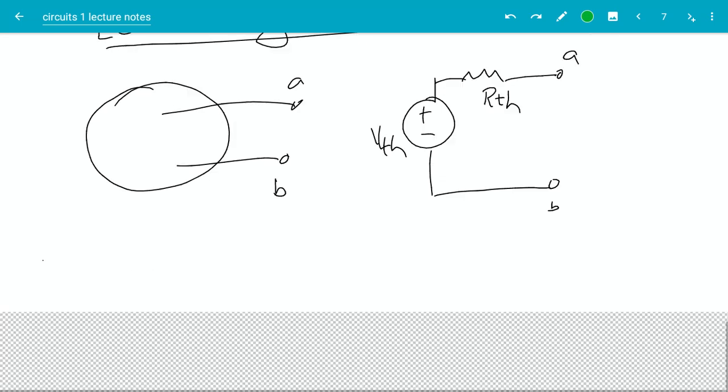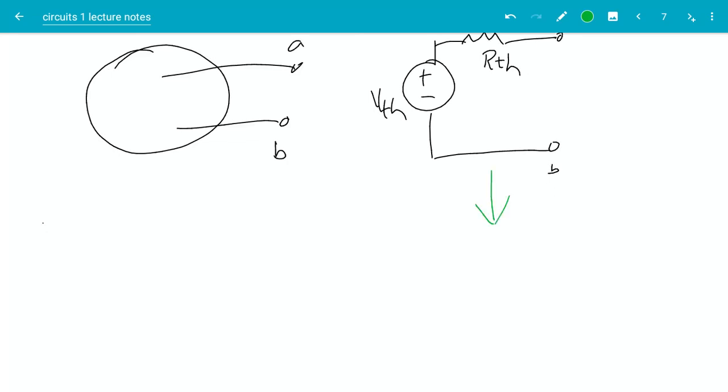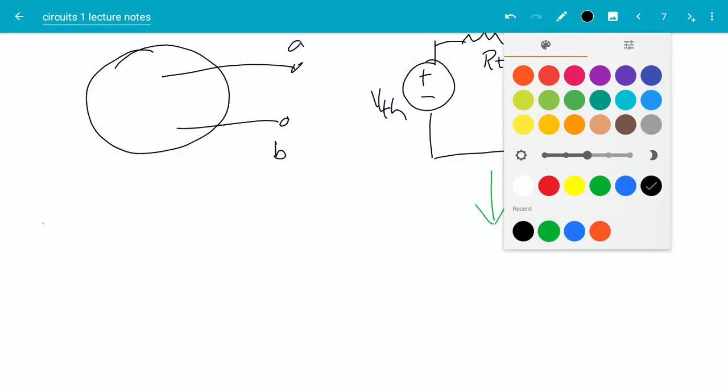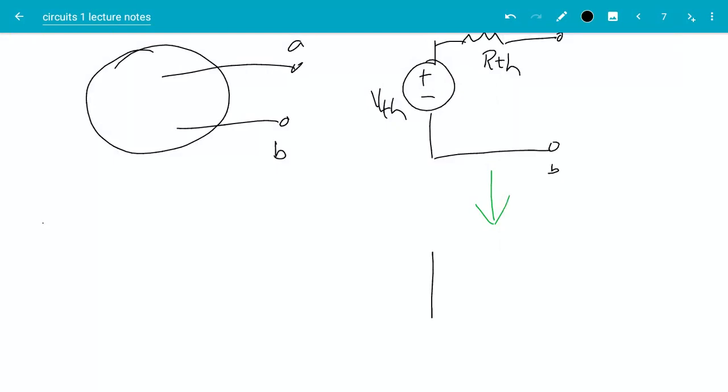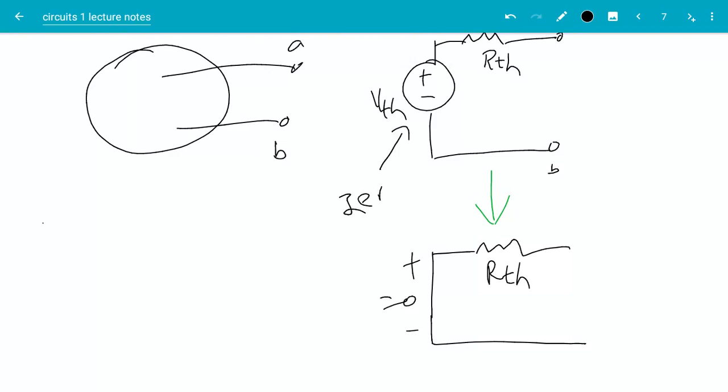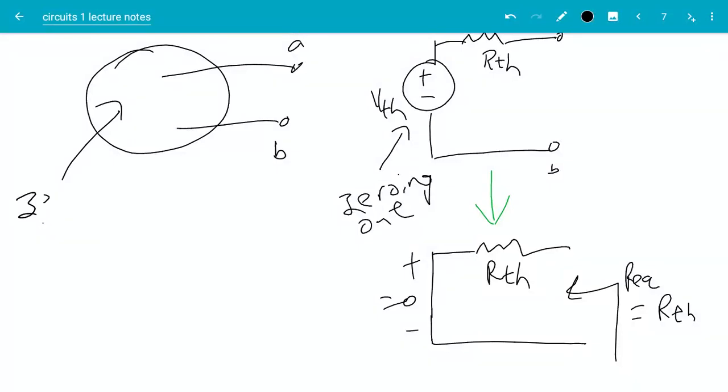Okay, so let's see. In the right hand side, say if I zero out all the voltage sources, I get a circuit which looks like this, R_TH, right? Basically, I'm setting this voltage to be zero. That means I'm zeroing out that voltage source. Okay, and then if I look at the equivalent resistance here, I get R_TH, right? So what that means is I can also do the same thing here. Zero out all voltage sources. In fact, all sources.